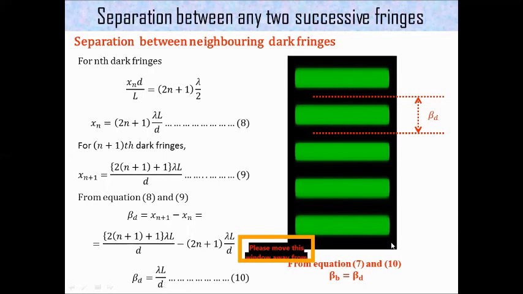It is also observed from equations 7 and 10 that the separation between any two successive bright fringes equal to the separation between any two successive dark fringes. That is, beta B will be equal to beta D.